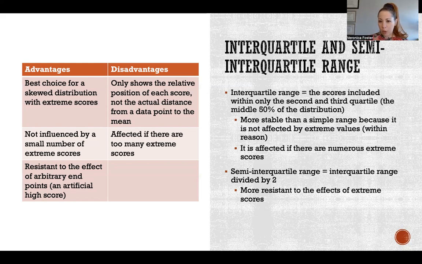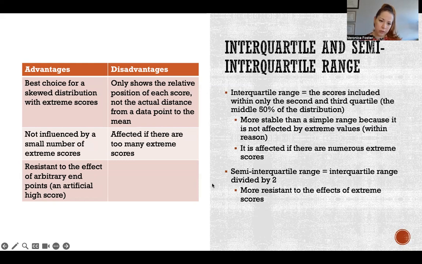And so with an interquartile range, you're cutting off the highest and the lowest. So those highest scores that maybe could be much higher aren't going to be as important because those get all chopped off. They're not included here.